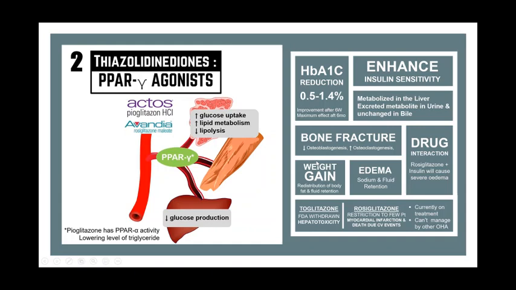Troglitazone was the first of these to be approved for type 2 diabetes mellitus, but was withdrawn after a number of deaths from hepatotoxicity were reported. These drugs are not recommended to be prescribed nowadays. However, for patients who are currently on this treatment and cannot be managed by other antidiabetic drugs, it is allowed. The baseline liver profile should be monitored periodically.